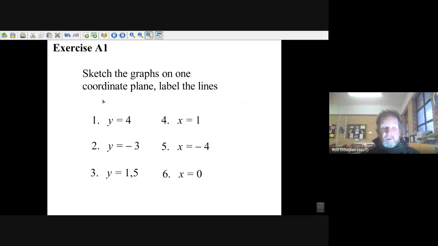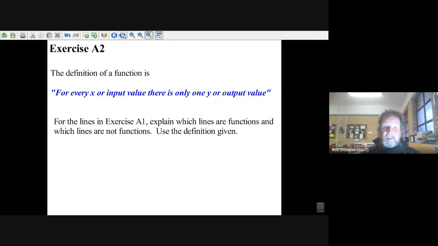Well, the questions are just you take one graph and you sketch these horizontal and vertical lines. And the next question's a little bit of a thinker. You have to read this definition. What a function is, it says that for every x or input value, there is only one y or output value. That's what makes a function.